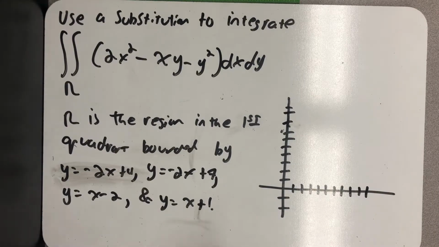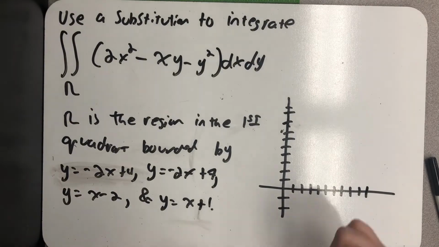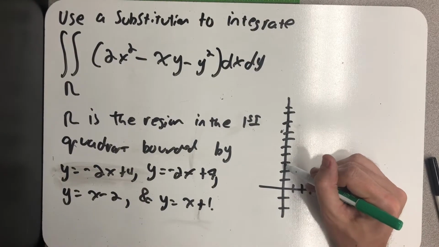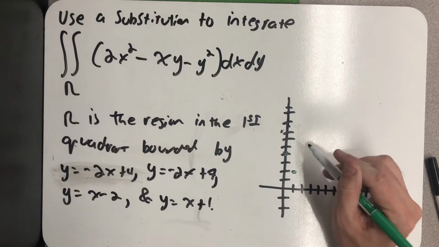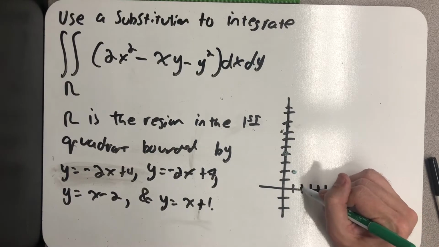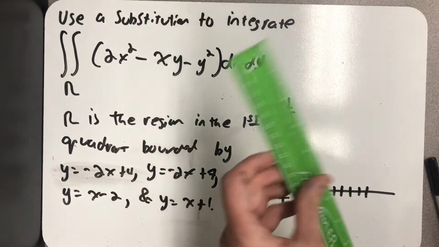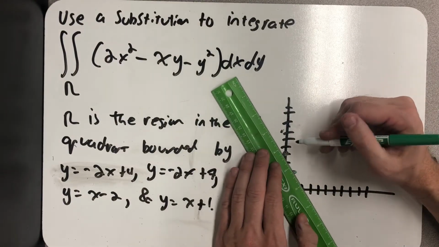All right, so I have the line y equals minus 2x plus 4. So let's see, the y-intercept is 4, 1, 2, 3, 4, and then down 2 and over 1. And that's going to hit the x-axis at x equals 2. So there's my first line.